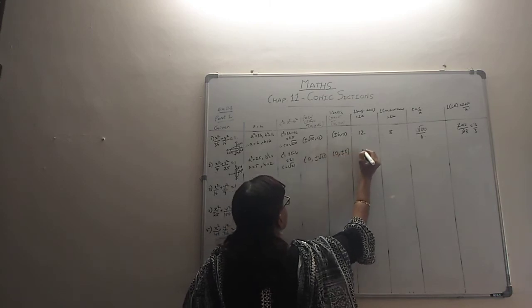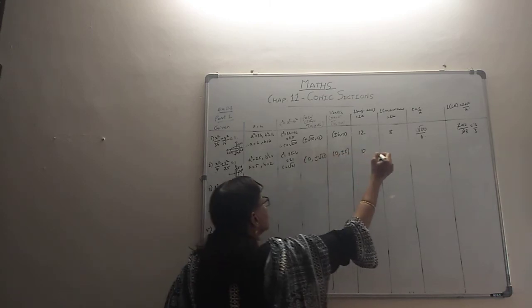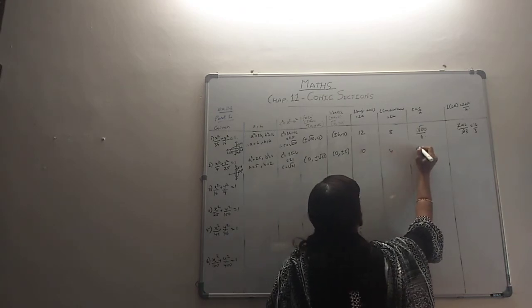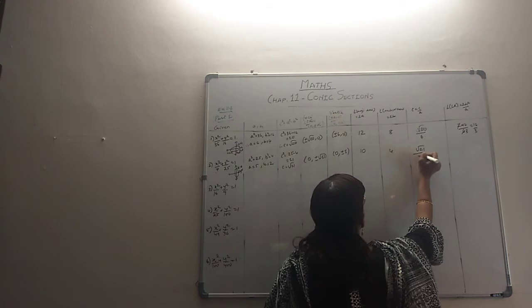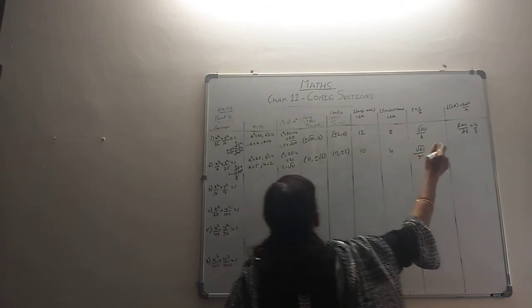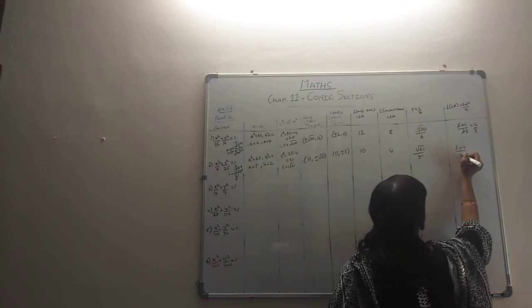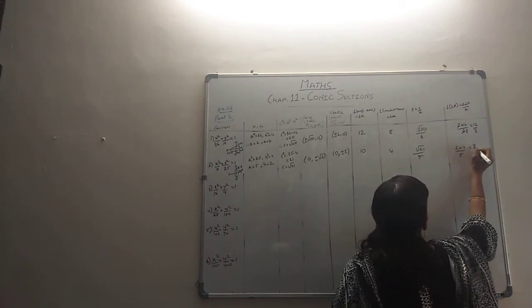And here it is 2a, which is 10, 2b, which is 4. And c by a is the eccentricity, c is root 21, a for us is 5. And then length of latus rectum is 2b squared by a, that is 2 into 4, 8, by 5 for us. So that is 8 by 5.